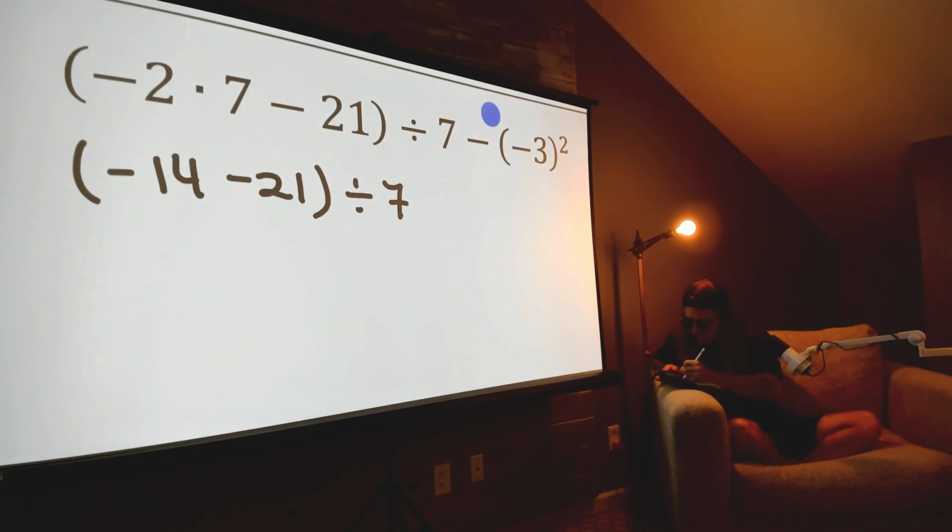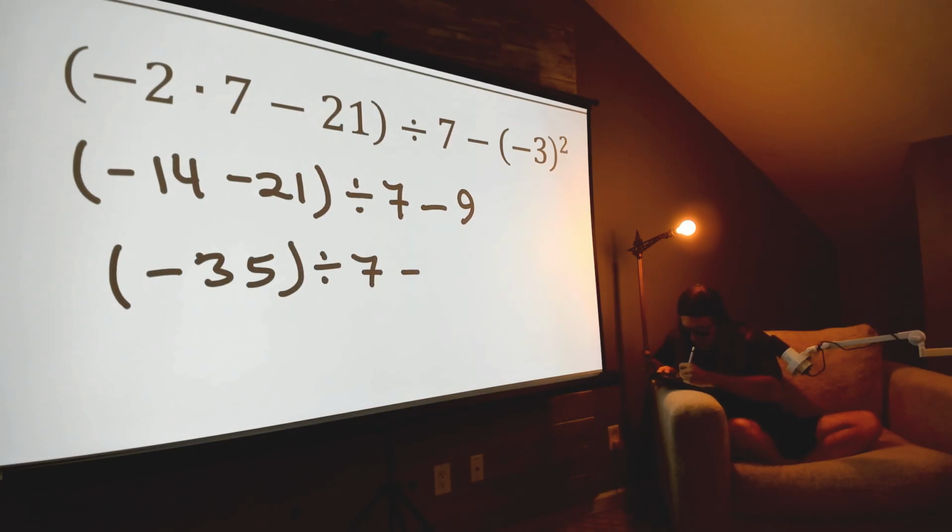That's going to be, well, this right here is positive 9, but because of the additional negative, it becomes minus 9. All right, let's finish the parentheses right here. Negative 14 minus 21 is negative 35 divided by 7 minus 9. Negative 35 divided by 7 is negative 5, minus 9 gives us a final answer of negative 14.